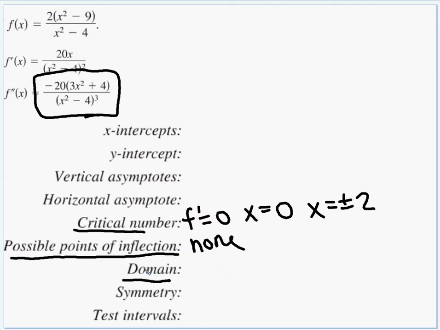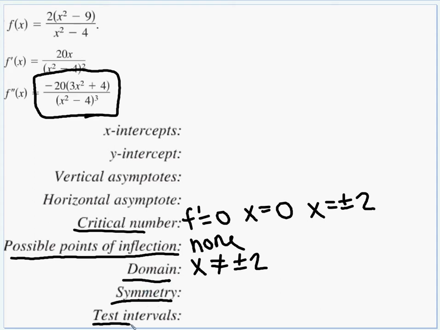Domain. Remember, look for radicals and denominators. I see no radical, so we don't have to worry about a negative under there. But our denominator would zero out. We've already established this. X cannot equal plus or minus 2. We're not allowed to use those numbers. They're not in the domain. They would zero out our denominator. Symmetry, if we're not sure about the symmetry, it's not critical to getting down a good graph.